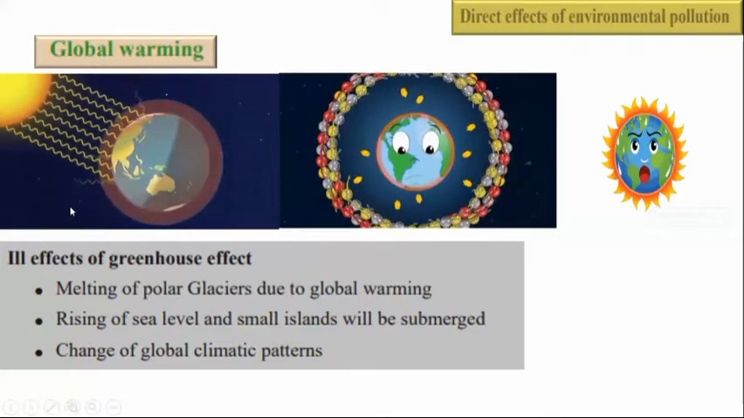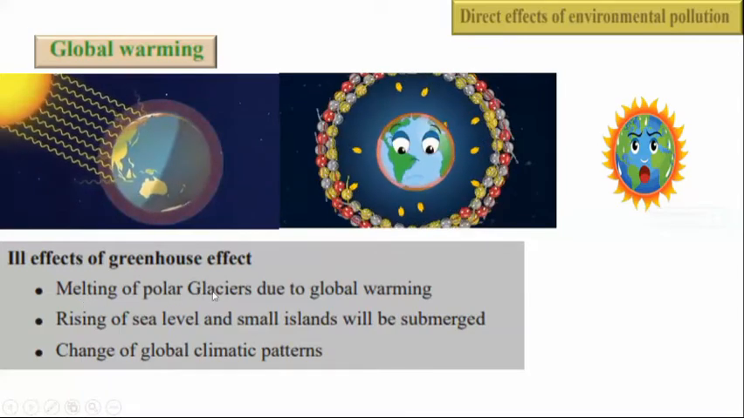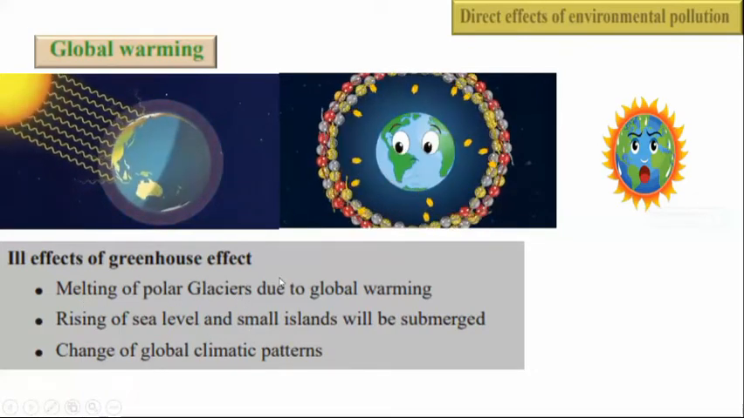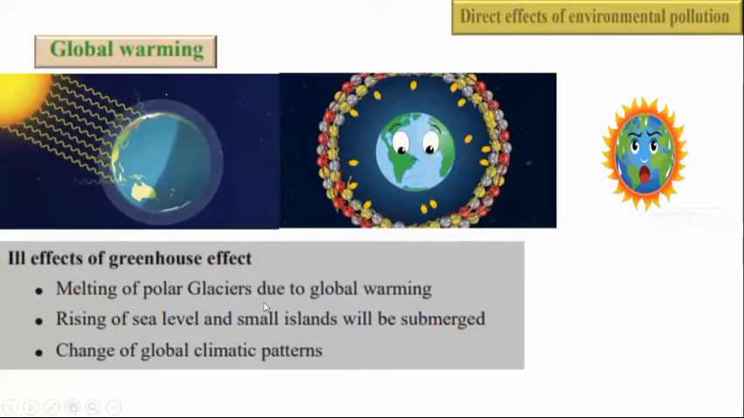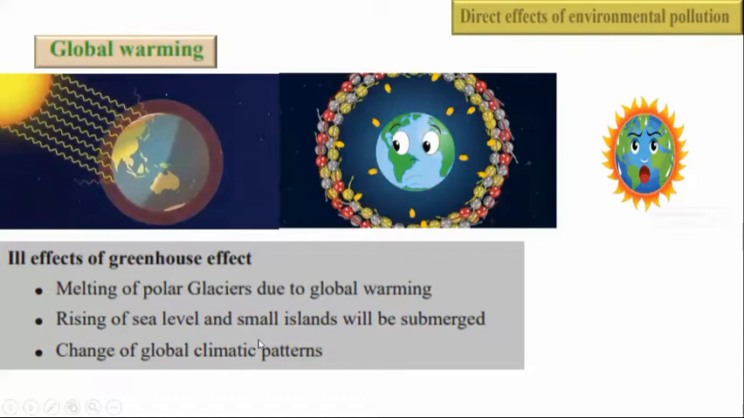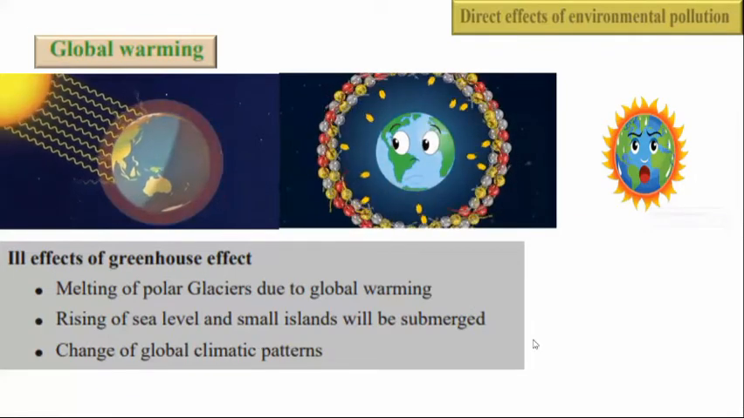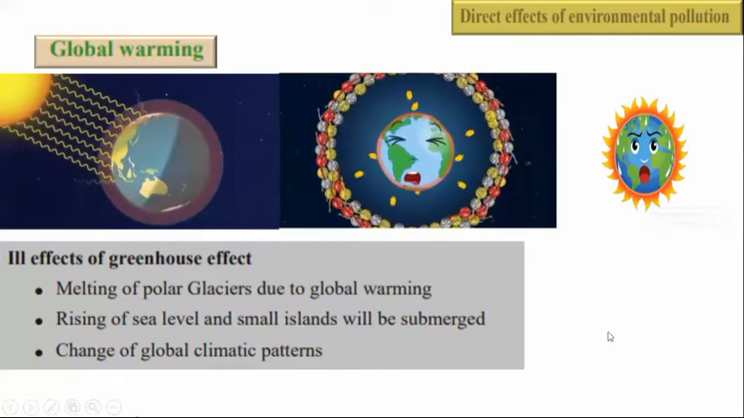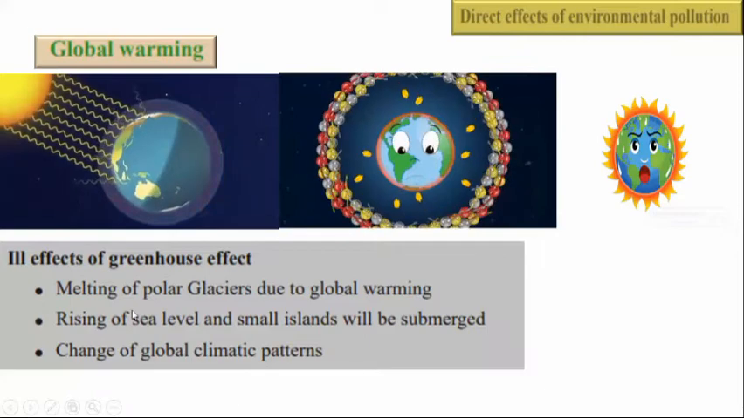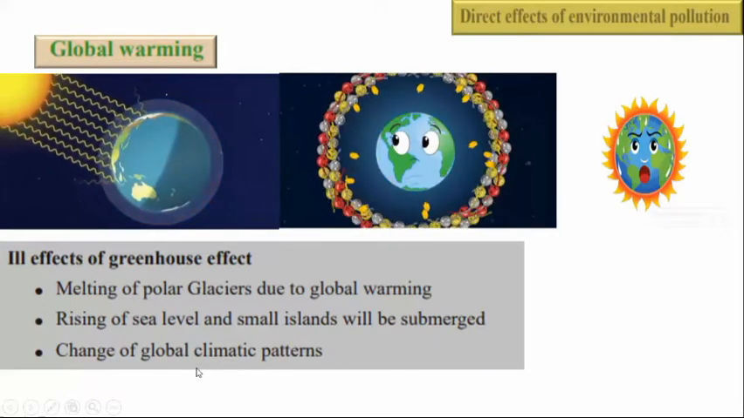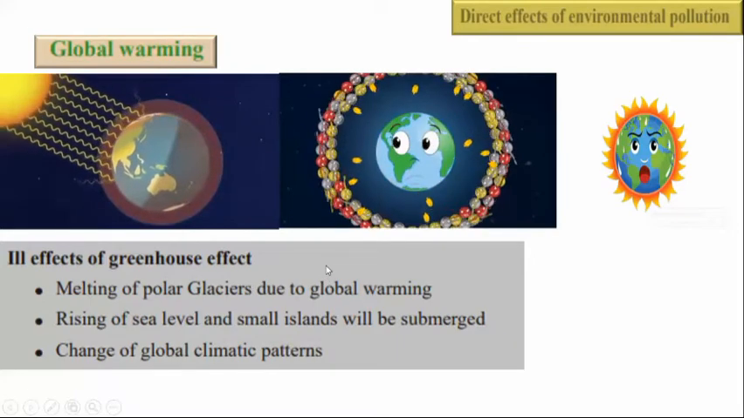Due to this global warming, what are the effects? The melting of polar glaciers, right? Polar glaciers will melt. And when the polar ice is melting, what happens to sea level? It starts to increase, and due to the rise in water level, islands will be submerged, right? And also it can change global climatic patterns, right? So these are the effects of global warming, right?